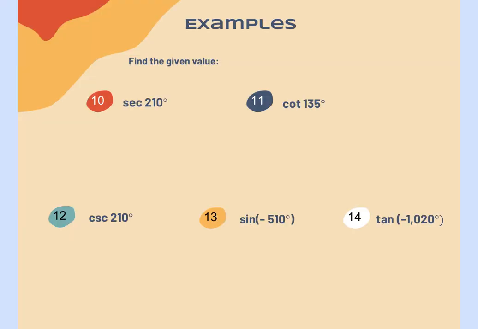All right, now what changes with 10, 11, and 12? What's different? Now they're the reciprocal functions. Everything else is exactly the same. It's just at the end we have to flip it. That's all. All right, so let's go secant.